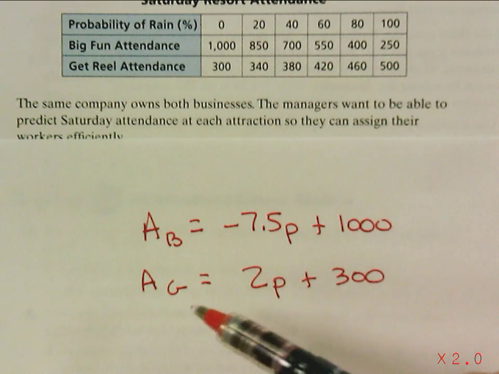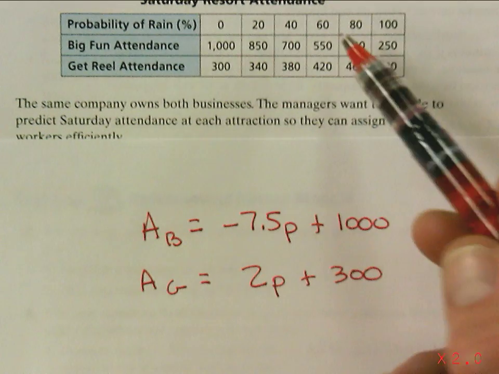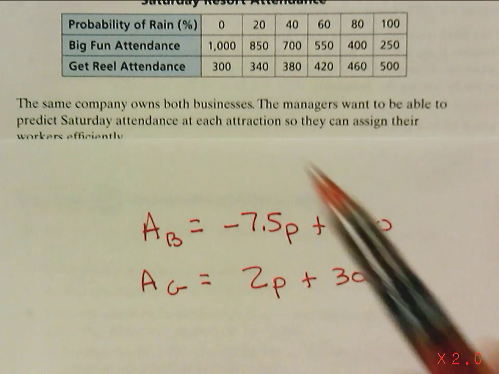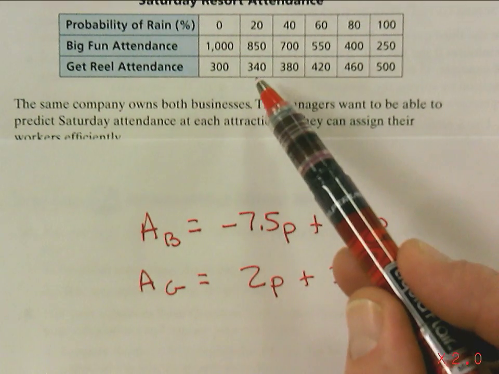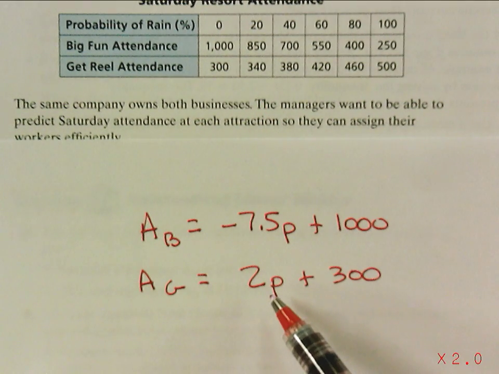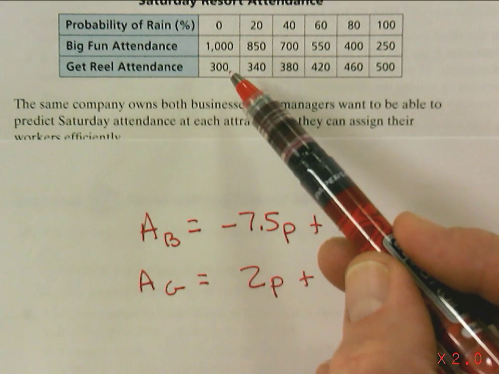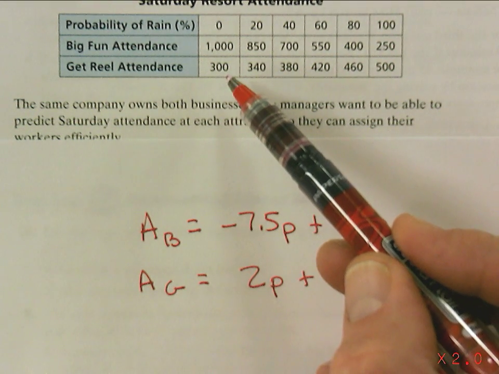And then for Get Real, attendance went up as the chance of rain went up, because as it gets not as nice outside, people wouldn't want to go outside and would want to go inside and see a movie. And so that went up 2 people for every 1% chance of rain, plus the 300 that they assume would show up regardless of the chance of rain.